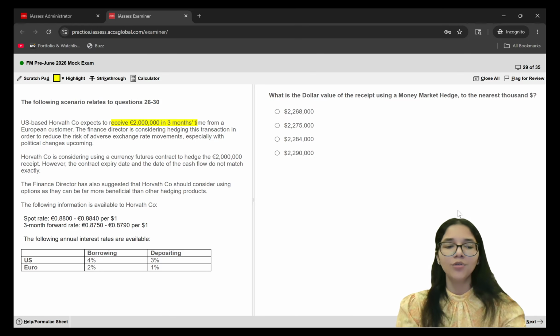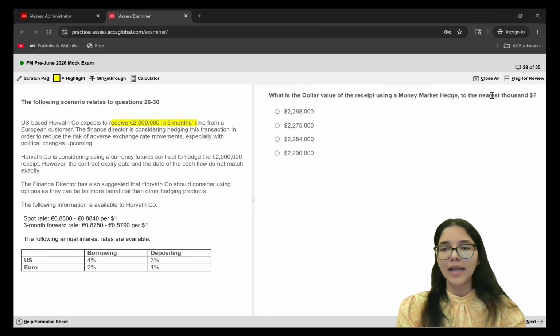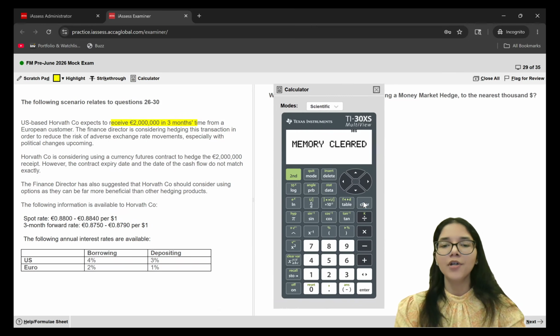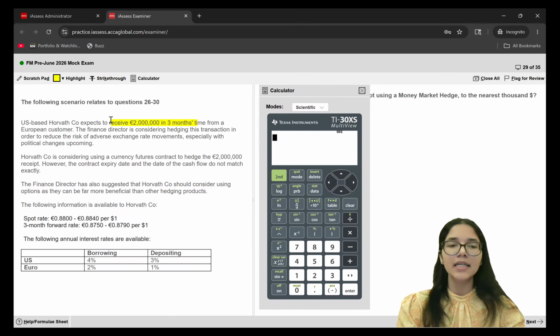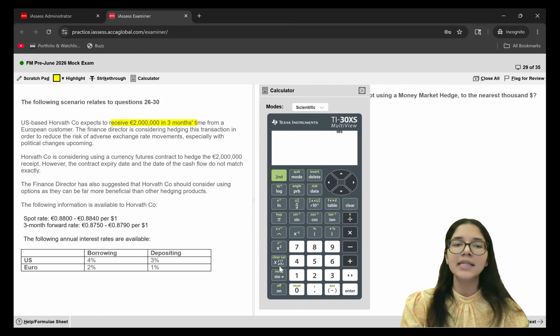Now, moving ahead to the second last question basis this case study, I have to calculate what is the dollar value of the receipt using a money market hedge to the nearest $1,000. So guys, it's very simple. For a money market hedge, this is a receipt scenario. Which acronym do I follow? I will be following the BCD acronym.